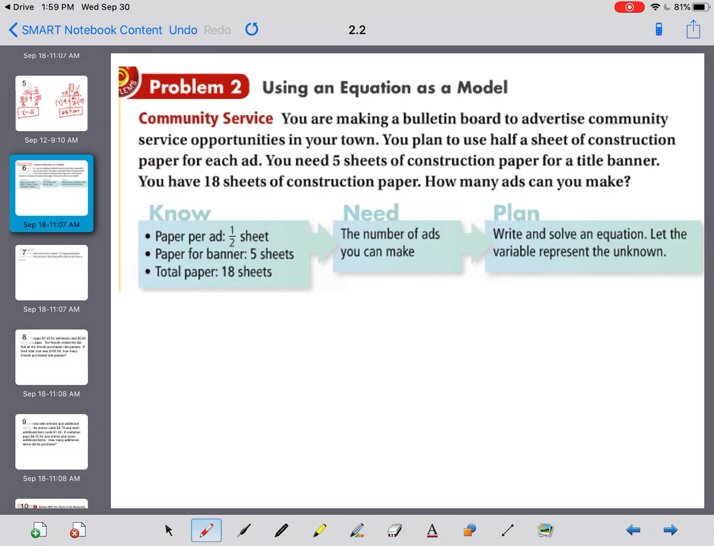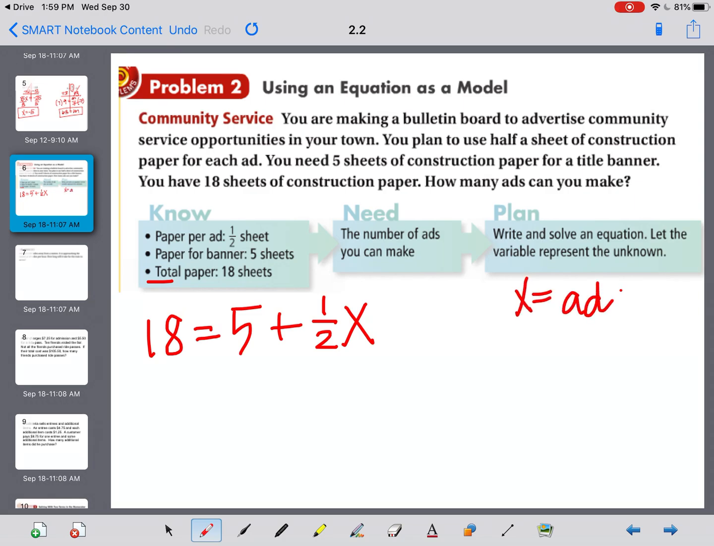Okay, so what we know is that we need a half a sheet per ad and 5 sheets just for the title, and then we only have 18 total. We need to figure out how many ads that will make, and so we need to write an equation and then define our variable. All right, so if I have a total of 18, that's always what everything's going to equal if it's the total. I for sure need 5 sheets for the banner, plus I need a half sheet for every ad. Okay, so we're going to say that x is the number of ads.